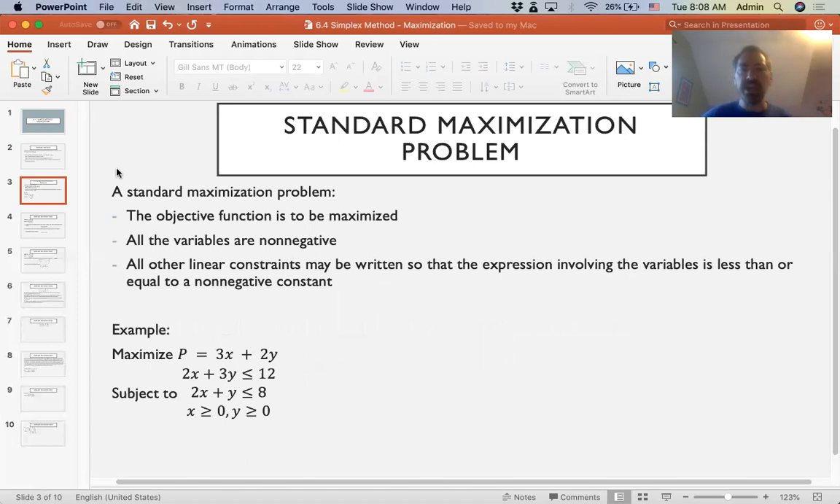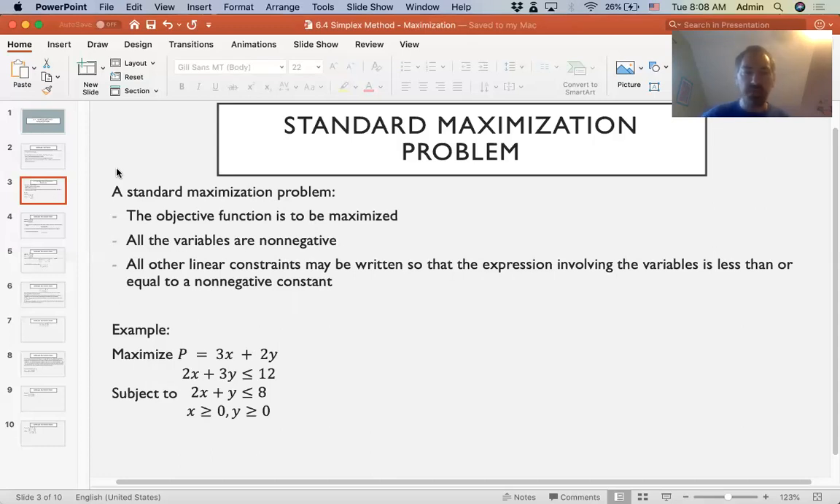Okay, so we're going to look at a standard maximization problem to introduce the simplex method. A standard maximization problem is when we are maximizing the objective function, all the variables are non-negative, and all other linear constraints are written so that the expression involving the variables is less than or equal to a non-negative constant. So we've got this less than or equal to sign in all of the linear inequalities.